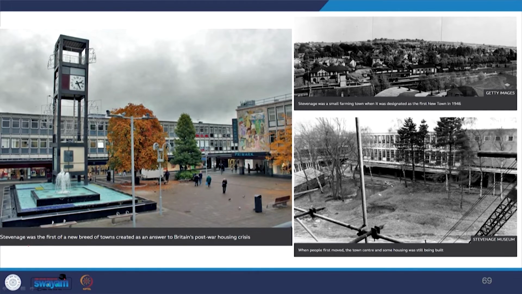This led to the creation of new towns at Stevenage, Hemel Hempstead, Basildon, Bracknell, Corby, Crawley, and so on. In the image, you can see the BBC News of 2016, which highlights Stevenage in Hertfordshire, which was designated the UK's first new town, devised as a radical solution to London's post-war housing crisis.